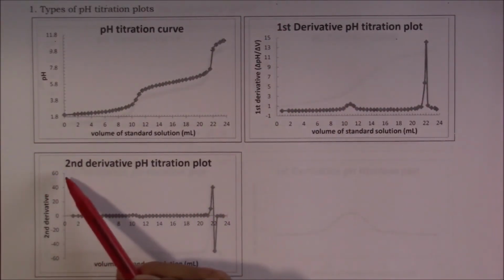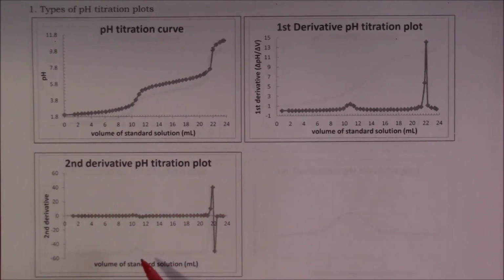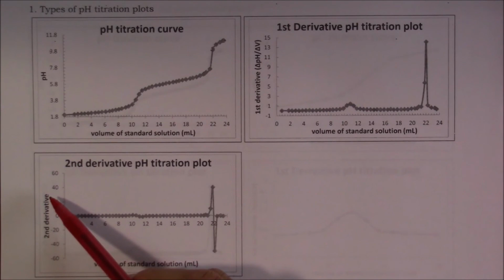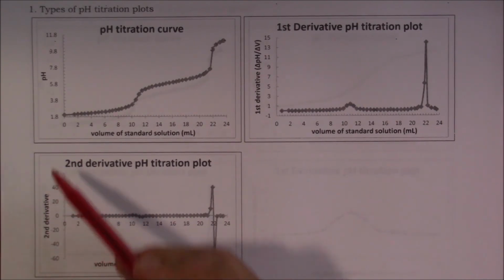For the second derivative pH titration plot, we will use volume 3 as the x-axis. I showed you how to calculate volume 3 from the original data, right? I also showed you how to calculate the second derivative from the original data. We will use the second derivative as the y-axis.